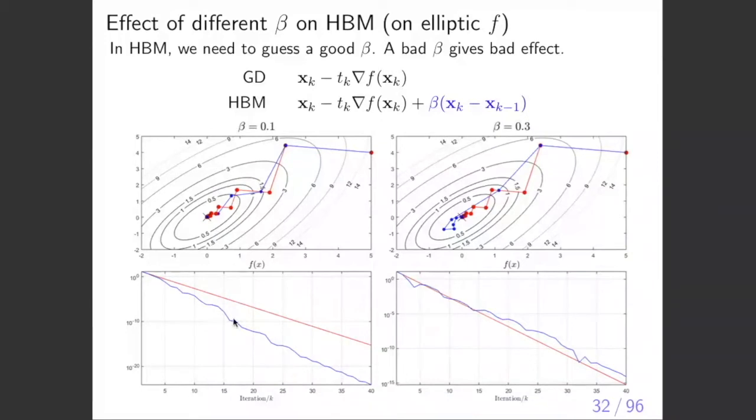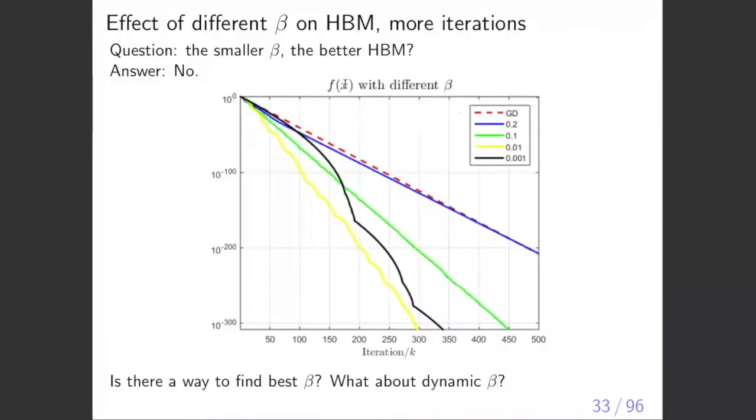And you see something. Actually, this line has a different slope than this line. And also, this drops faster than the red one. For this case, the blue line actually sometimes goes over the red one. That means for this case, beta equal to 0.3 actually is not good. You may wonder, is it the smaller beta, the better for HBM?